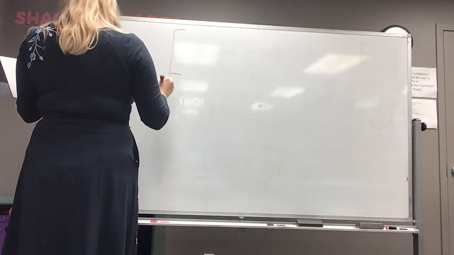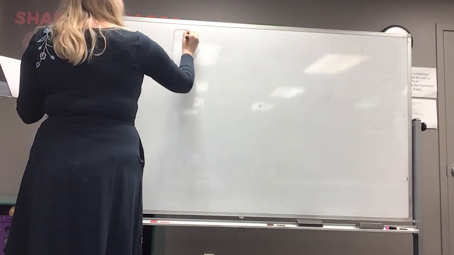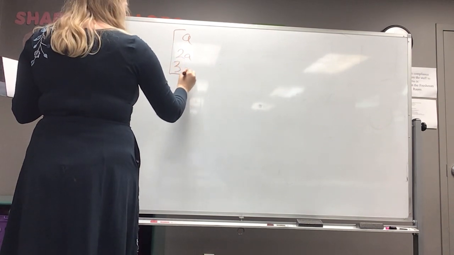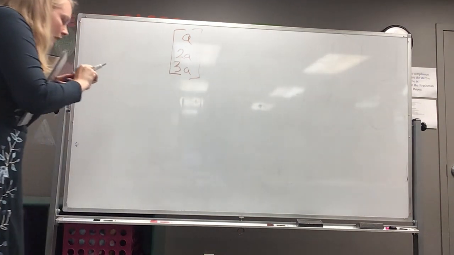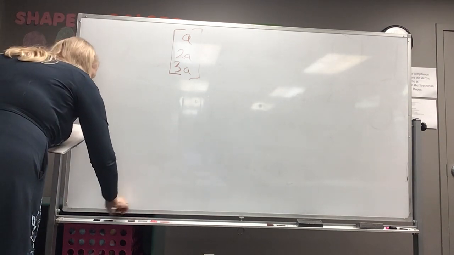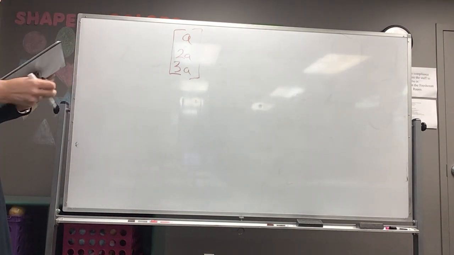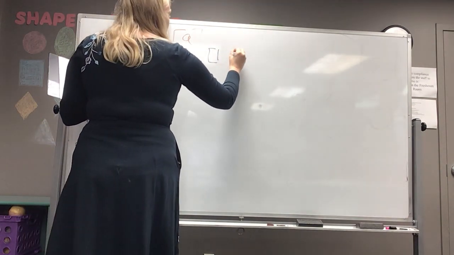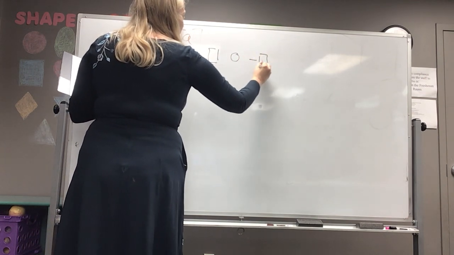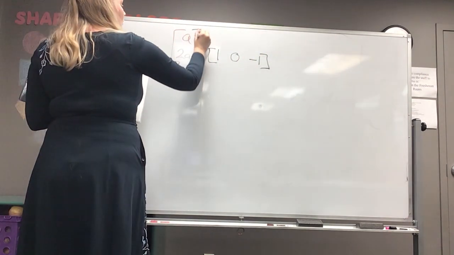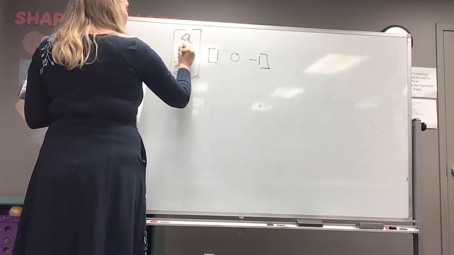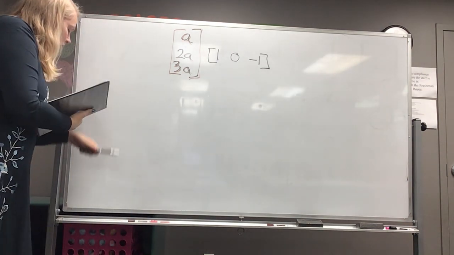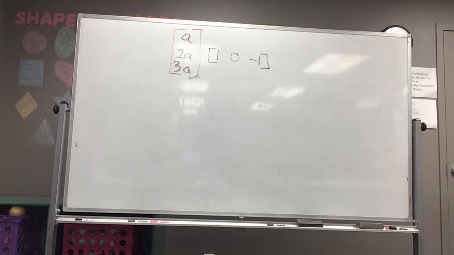So we have matrix A, 2A, and 3A. I'm going to go back to black because that brown is not coming up. So A, 2A, 3A, and we have 1, 0, and negative 1. So they ask us to multiply these out.